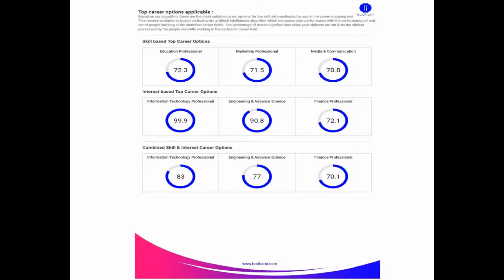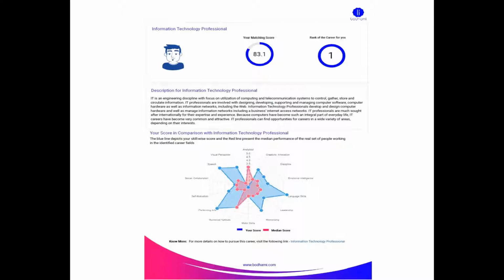The second recommendation is interest-based, which shows the top 3 career options based on the interest shown by the student. The third recommendation is combined skill and interest-based, which shows the top 3 career options based on the combination of skill and interest. This page gives the detail of the career options falling in the top 3.